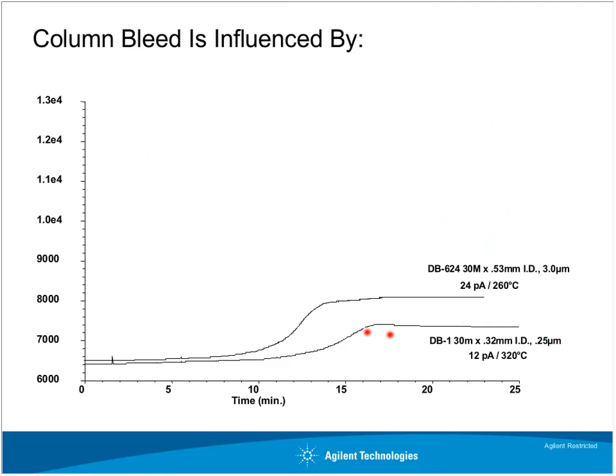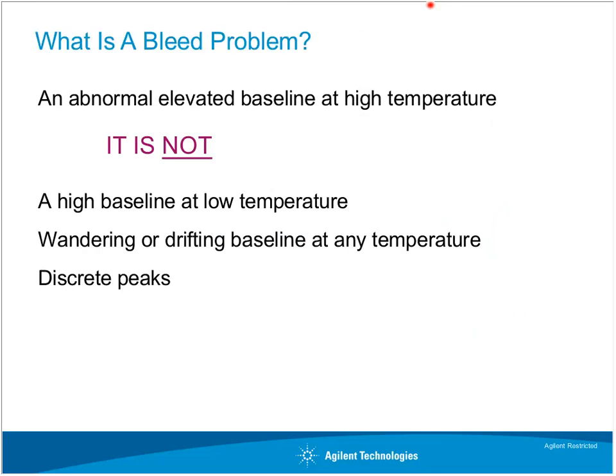If it's continuously going up, then I would shut the system down, make sure you don't have any leaks, because that's a bad sign. That could be oxidation of the stationary phase, chemical degradation of the stationary phase. So you could have other issues that way. Again, it's elevated baseline at the high temperature. It's not a high baseline at low temperatures. That's a sign, again, of some type of oxidative damage or chemical damage. It's not a drifting baseline.